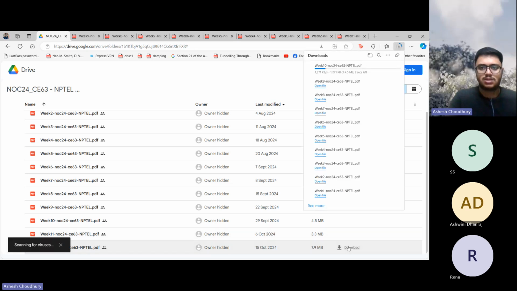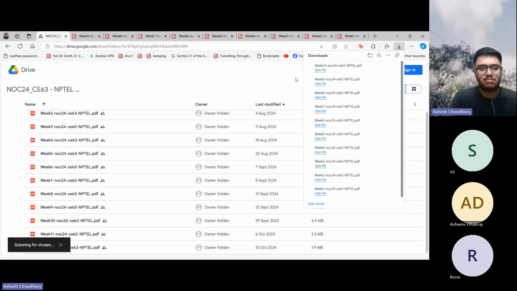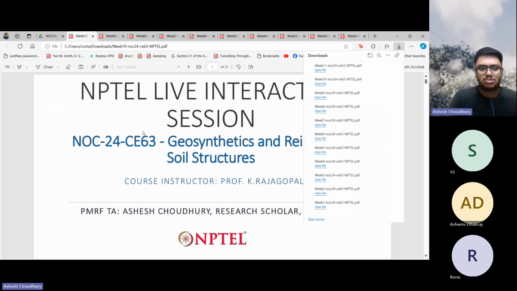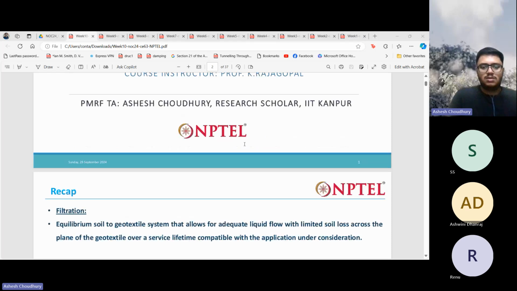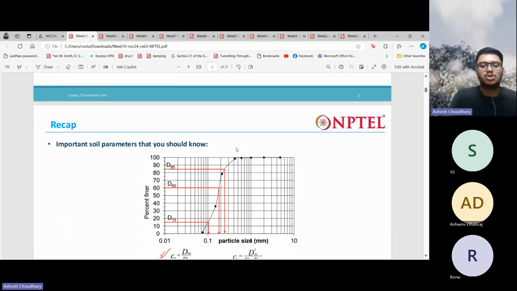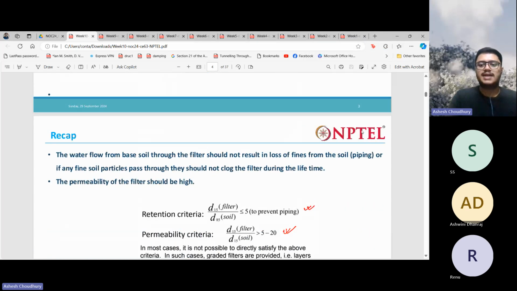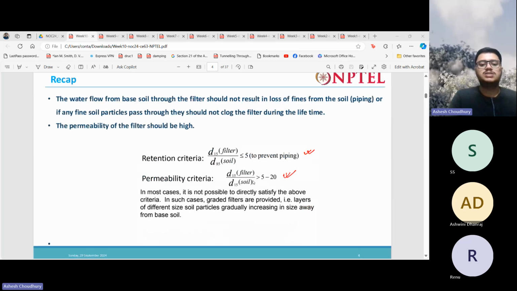10th, 11th, 12th, nothing. 9th, I don't think anything much was there. So in 10th we actually solved about the filtration, right? So how to design a filter, how we can use a geosynthetic, especially a geotextile, as a filter.